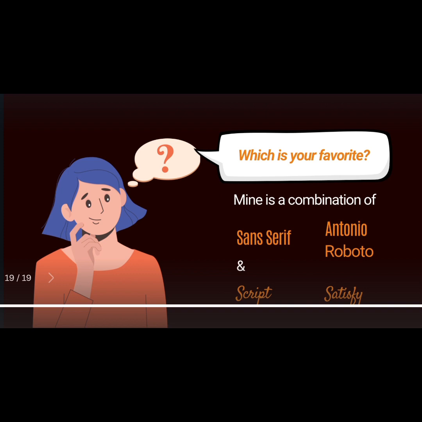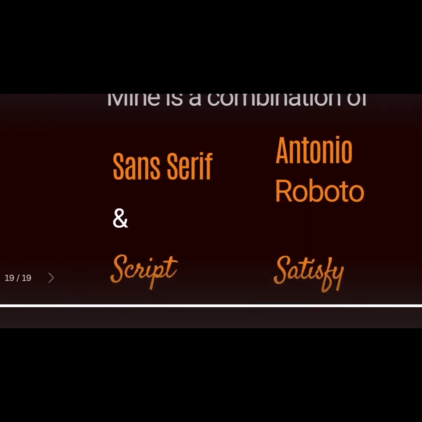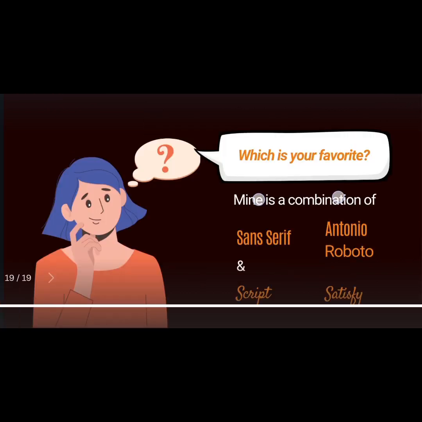Now, of all these types of typography that I've explained, which one is your favorite? As for me, I use a combination of sans serif and script. The sans serif ones that I use are Antonio, which I use for my heading, and Roboto for the body. And sometimes I use Satisfy. I combine Satisfy and Antonio depending on what I am designing.